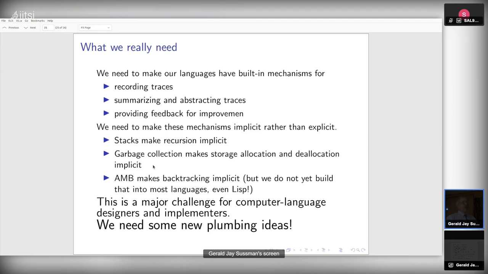Although in Scheme, because we export general continuations, the underlying continuations, it is easy to implement AMB as a user program in Scheme. This, I feel, is a major challenge for computer language designers and implementers: to make this stuff implicit, so that we can in fact make things of the Beal type that can actually develop interfaces between big subsystems. So I would say we need new plumbing ideas.